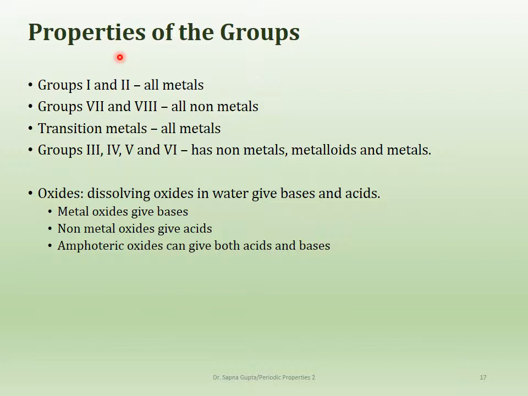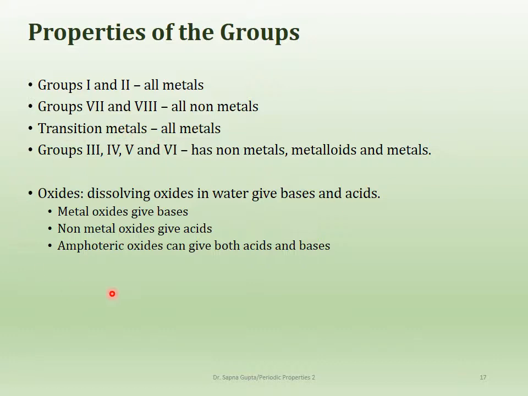So individual groups. First of all, group number 1 and 2 are all metals. Group number 7 and 8, halogens and the noble gases, are all non-metals without any question. Transition metals are all metals. You will not find any non-metals in there. Groups 3, 4, 5, and 7 have non-metals, metalloids, as well as metals. And we will look at that as we go on.